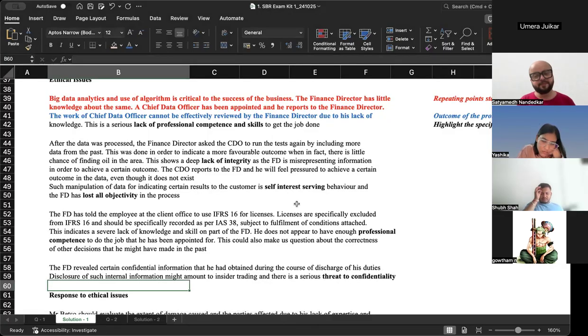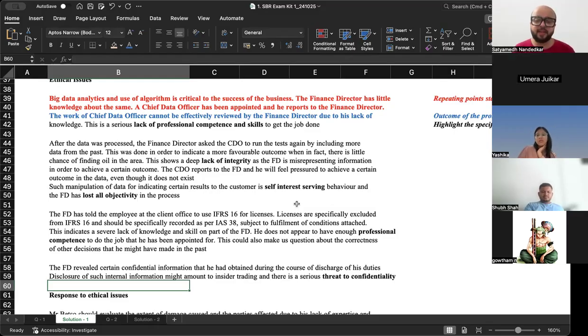Yes, Umaira. So please explain the self-interest part. Self-interest is basically working for an outcome which shows you in a better or a positive light.